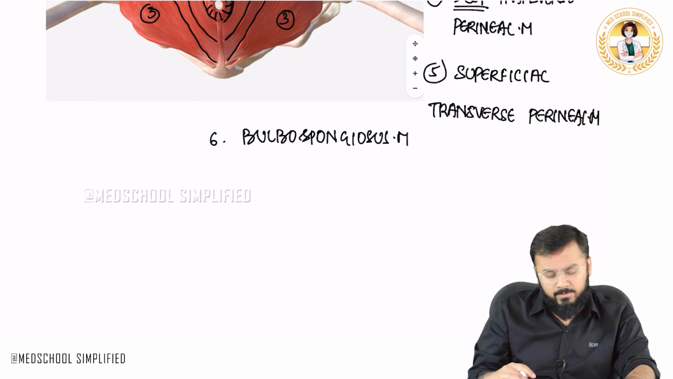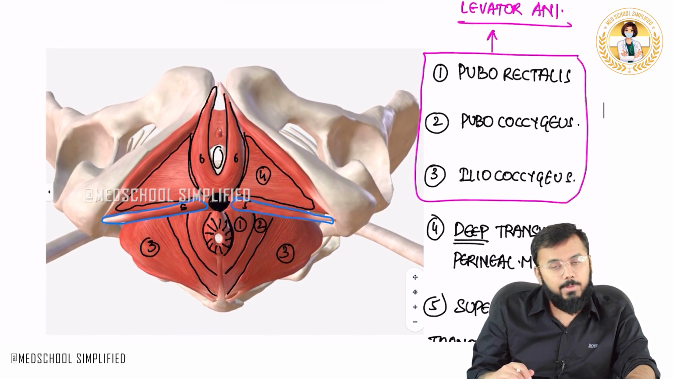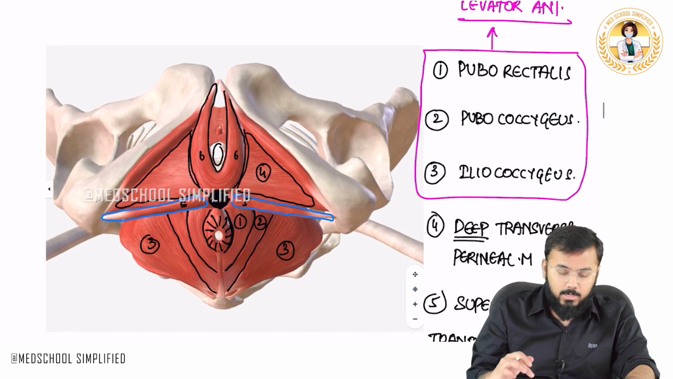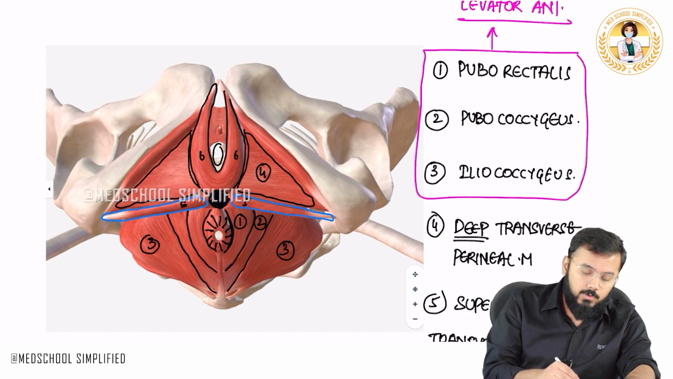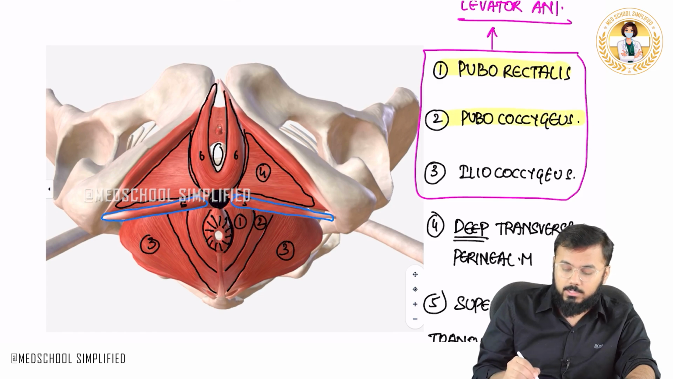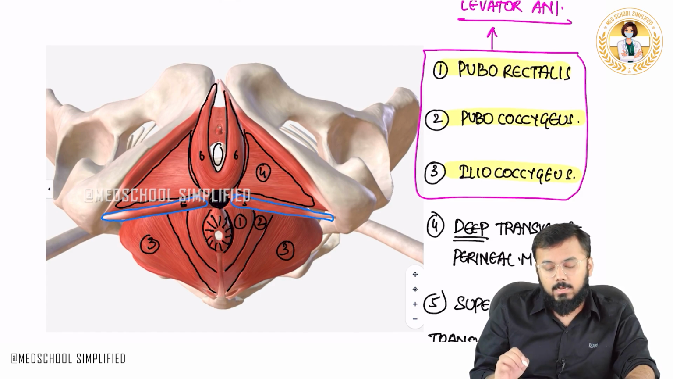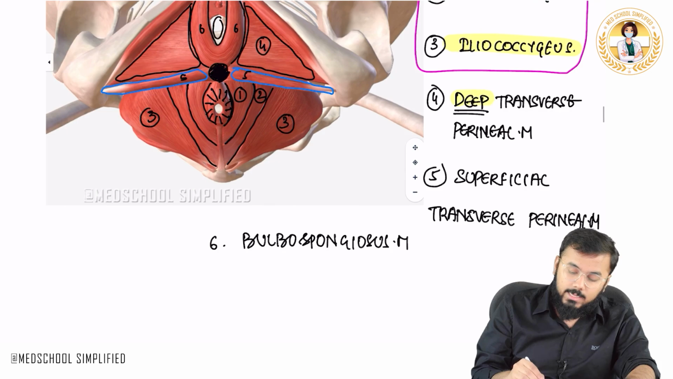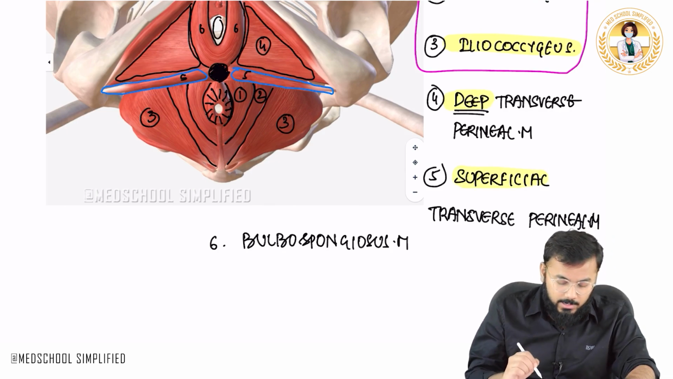Okay. So can I say that all of these muscles are in relation with the perineal body? Right. So what are the muscles that are in relation with the perineal body? The first important muscles are puborectalis, pubococcygeus and iliococcygeus, which together you call levator ani. Next you have the deep transverse perineal muscle. Next you have the superficial transverse perineal muscle.